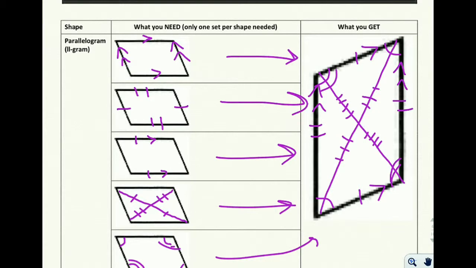And every other property that you would get with a parallelogram, you get as long as you have any one of these five things over here. So if you have any one of these five sets, you get the whole parallelogram.